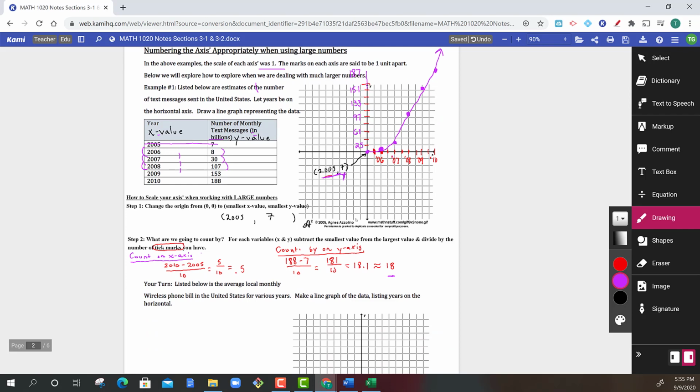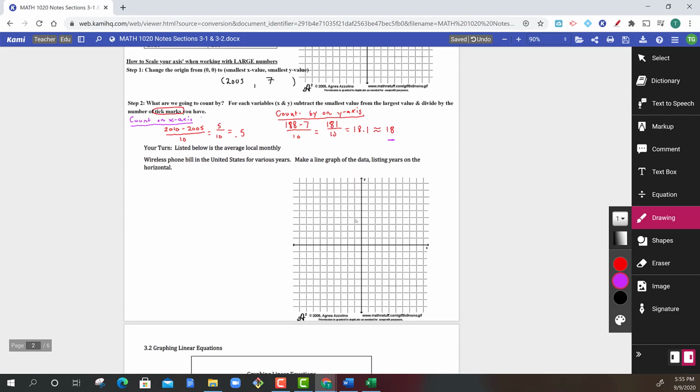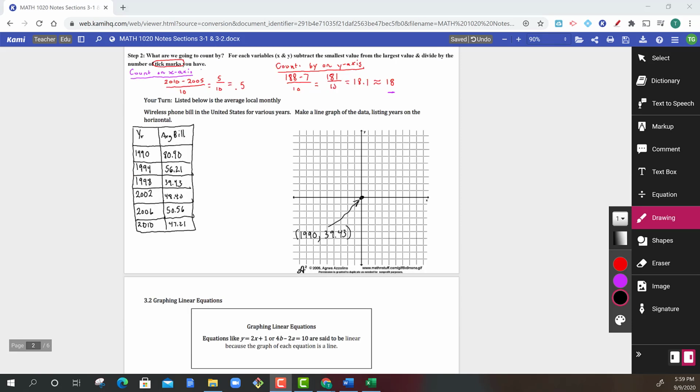Now I want you to pause the video and try the your turn by yourself. I'm going to reveal the answer here in just a few seconds. One thing I do want to point out, the origin here is 1990, 3943. So we're using the smallest x value, which is 1990, and we're using the smallest y value, which is 3943. So it doesn't come from the exact same ordered pair this time.